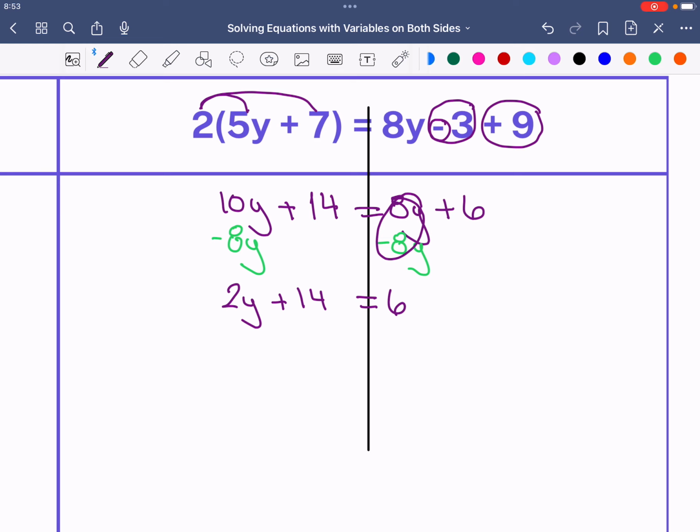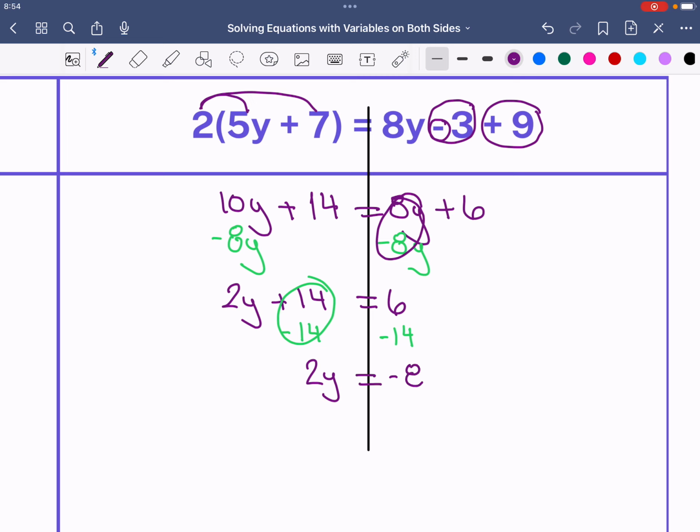Now the last step is to solve for y. Get rid of what's added or subtracted on. There's a plus 14 on that y, so opposite is minus 14. Anything we do to one side, do to the other. 14 minus 14 is 0, so go ahead and 0 it out. Then we have a 2y left, equals, on the right side, 6 minus 14 is negative 8.